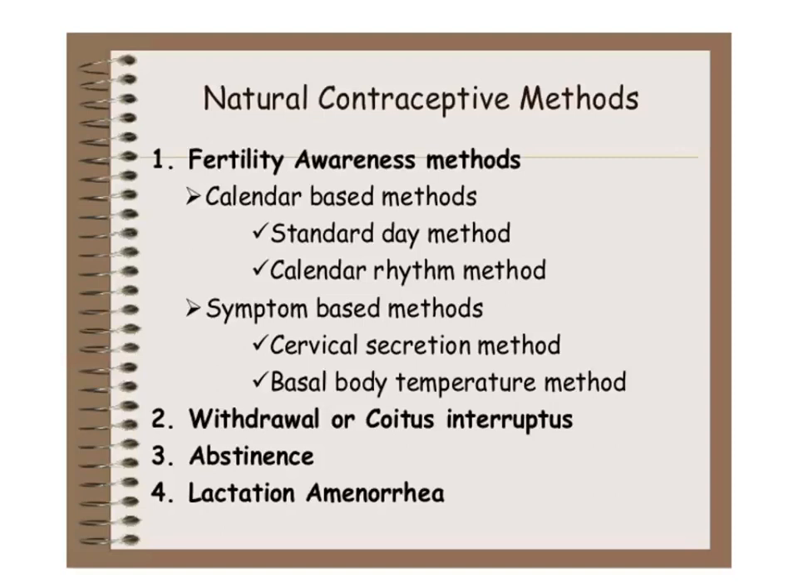The next is withdrawal or coitus interruptus. During physical contact, the male organ is removed from the vaginal tract during ejaculation. Then abstinence, not having sex, and lactational amenorrhea. This is something we discussed in lactation: due to excess prolactin, there are hormonal changes in estrogen and progesterone, so during that period ovulation is suppressed. Though it is not 100% proven that there will not be any pregnancy while the baby is on lactation, it is fairly a natural spacing method.